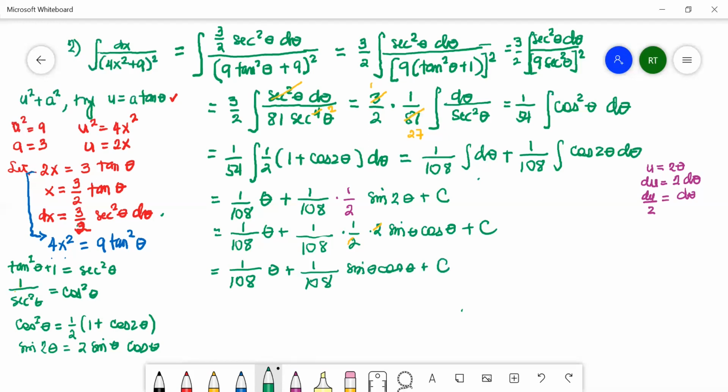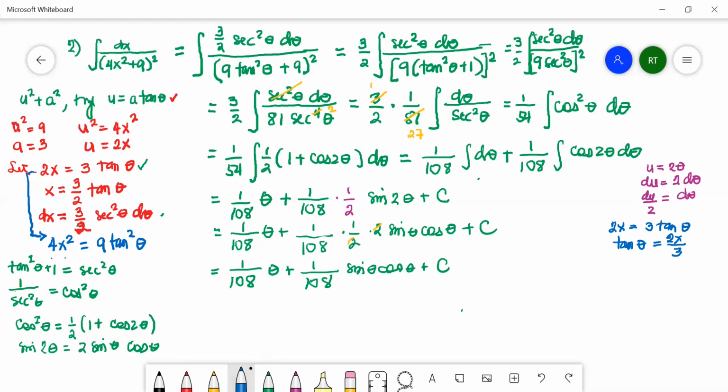Now, there is, of course, a need to substitute back the original variable. And if we substitute back the original variable, then we will go back again to the substitution 2x is equal to 3 tangent of theta. Now, let me have it here on the other side. So if we have 2x is equal to 3 tangent of theta, if we solve for tangent of theta, then we need to divide both sides of the equation by 3 so that tangent of theta is 2x over 3.